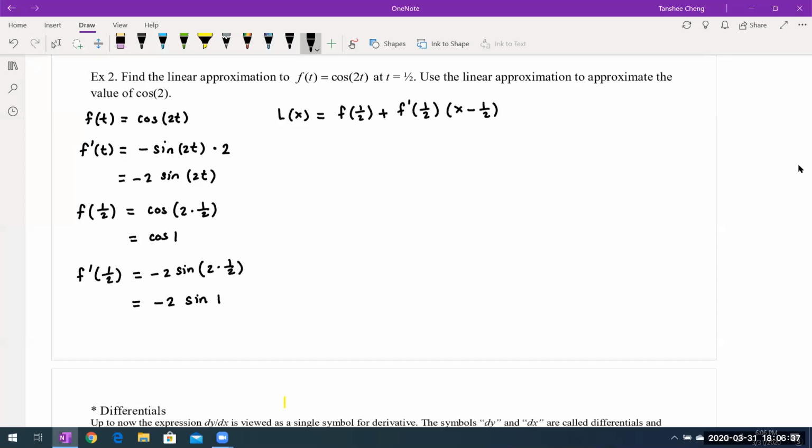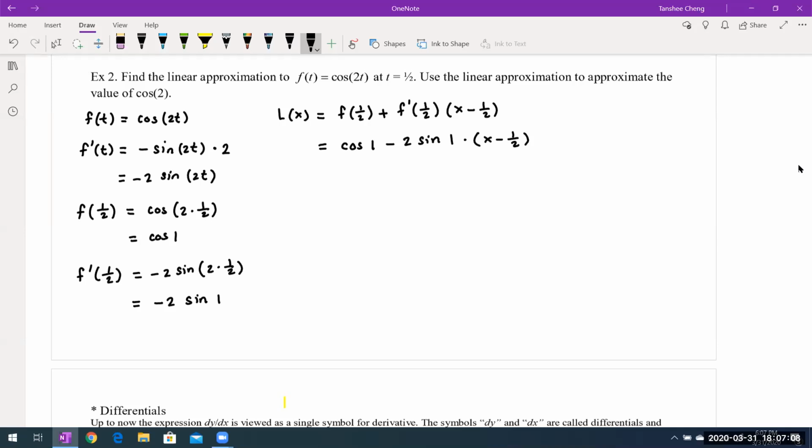Are we all okay with this? And this will be cosine of 1 minus 2 times sine of 1 times x minus 1/2. So that is our linearization function.